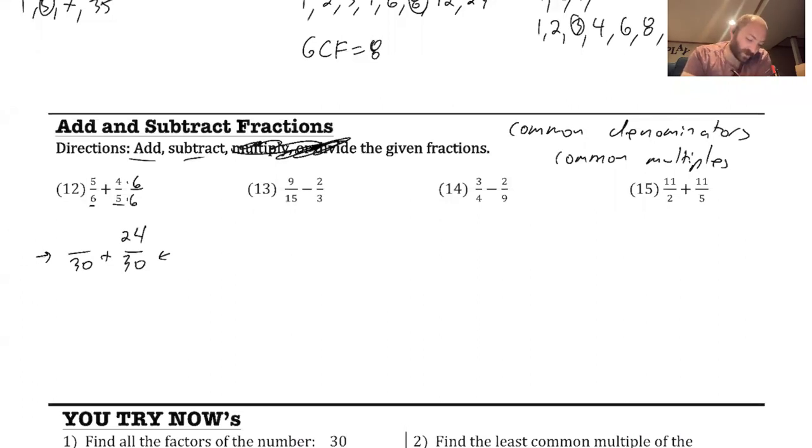Over here, to turn 6 into 30, I'm going to multiply by 5, which means I'm going to do the same thing to my numerator. So that's 5 times 5, which is 25. So now I can add these together. That's going to give me 49 over 30.